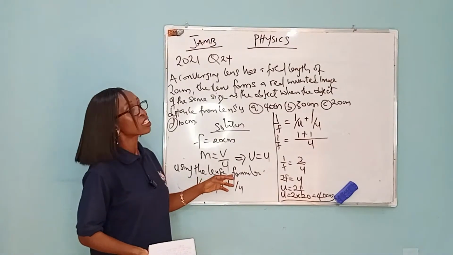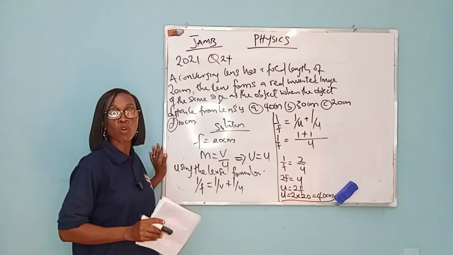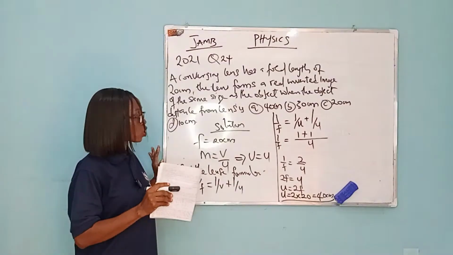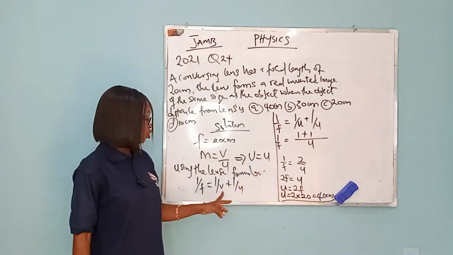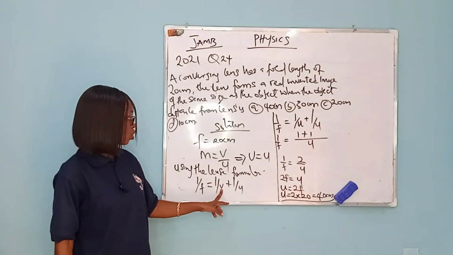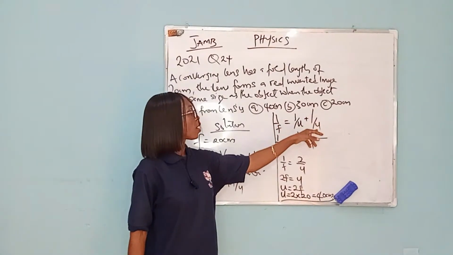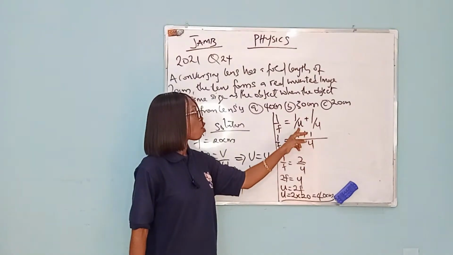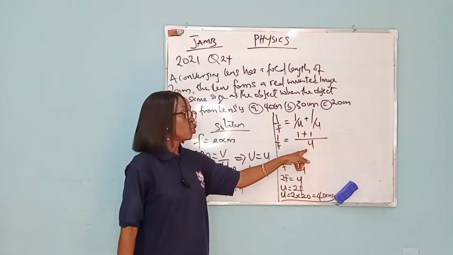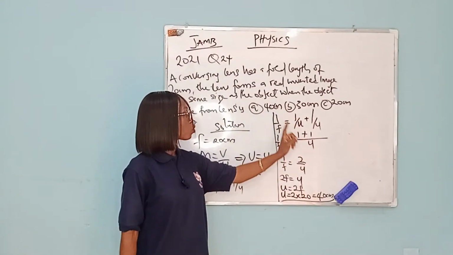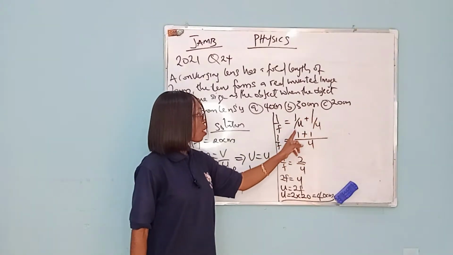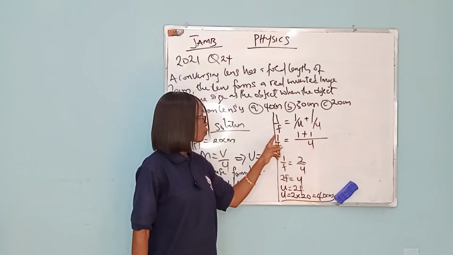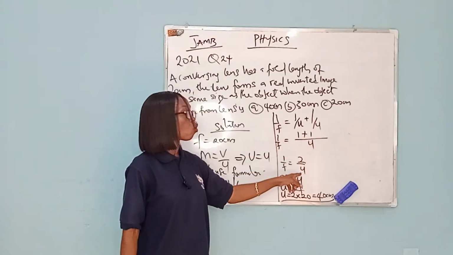Now, using the lens formula, I have 1 over F is equal to 1 over V plus 1 over U. Remember I said V is equal to U, so I change my V to U. So it becomes 1 over U plus 1 over U. I look for the LCM of U and U, which is U. U into U is 1, 1 times 1 is 1, plus U into U is 1, 1 times 1 is 1. 1 plus 1 is 2 all over U. So 1 over F is equal to 2 over U.